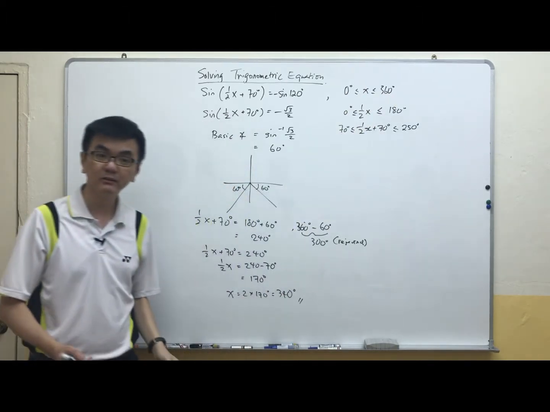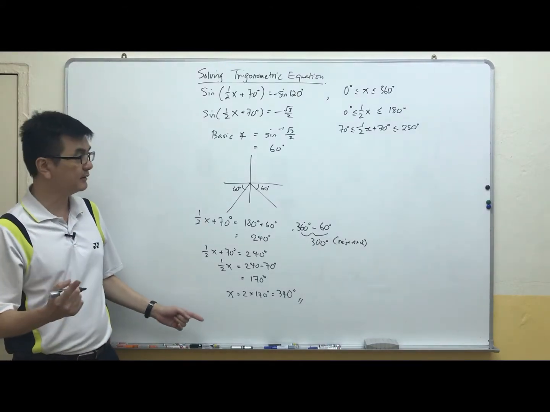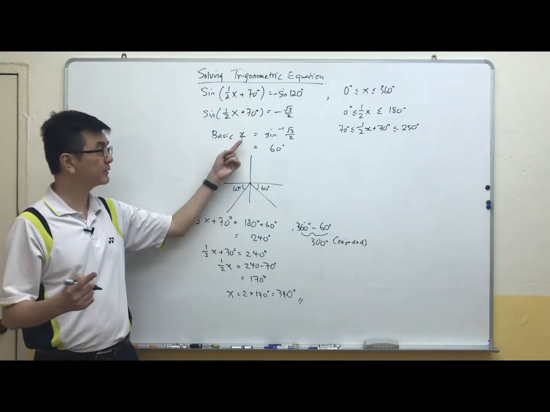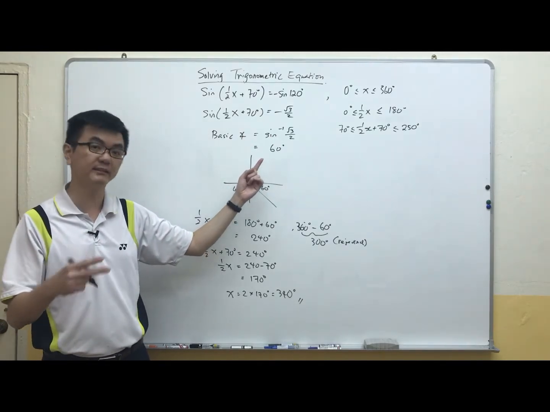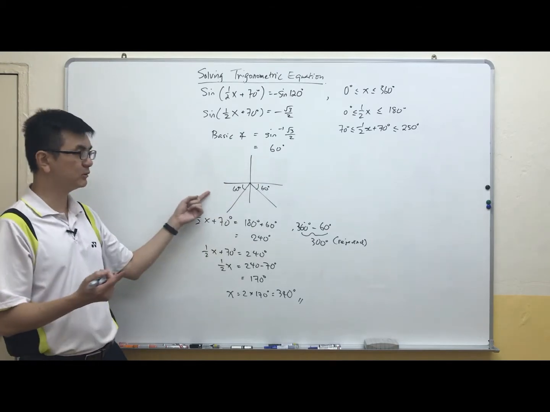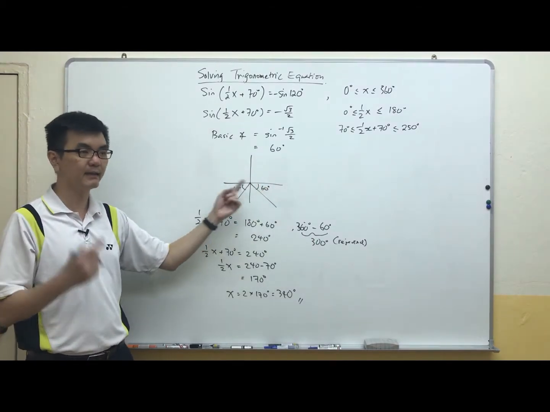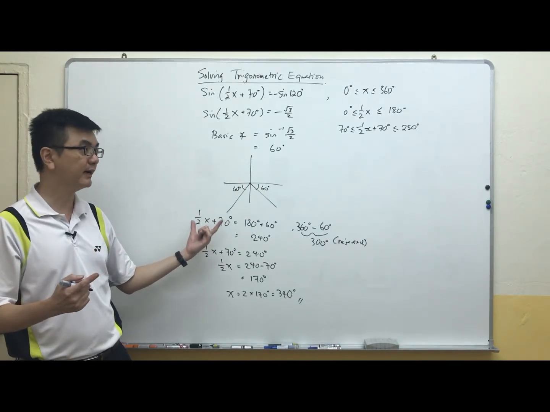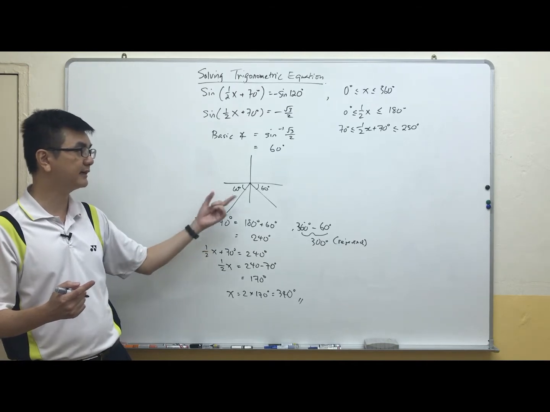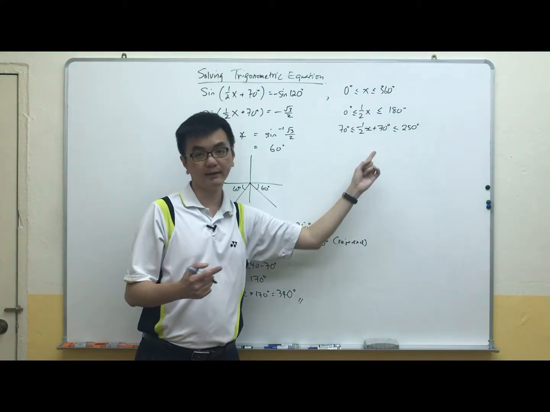One very important point to take note of: when you're finding the basic angle, ignore the negative sign, find out the basic angle first, which is an acute angle, and then proceed to find out which quadrant the angle lies within. Keep in mind that when you're solving the equation, you have got to make sure that the angle lies within the domain of the compound angle.